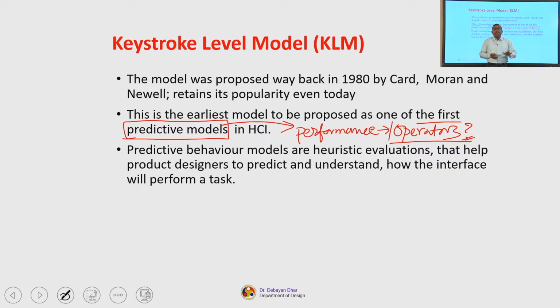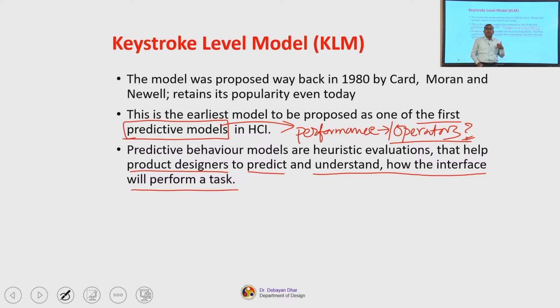Heuristics means principles or theories of evaluation. So, predictive behavior models are a class of heuristic evaluation techniques that help product designers to predict and understand how the interface will perform a task. So, this KLM model allows us, the designers, to predict and understand how the interface will perform a task. Interface means the design, the concepts that you are proposing. Your user is supposed to complete an activity, complete a task based on the interface that you have proposed.